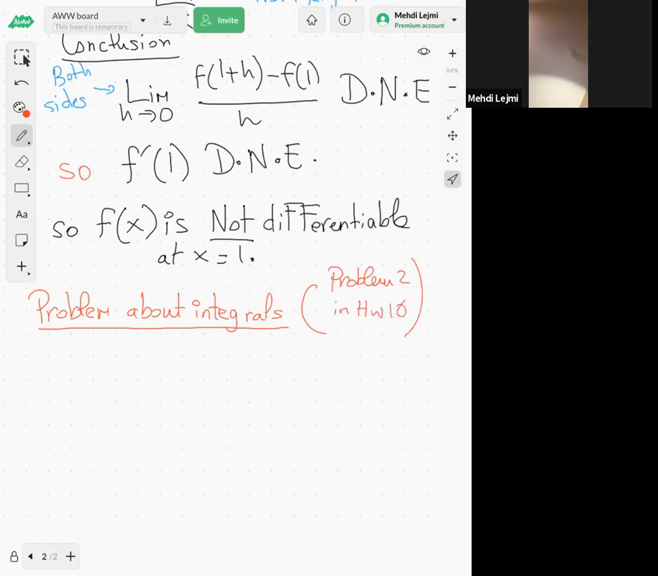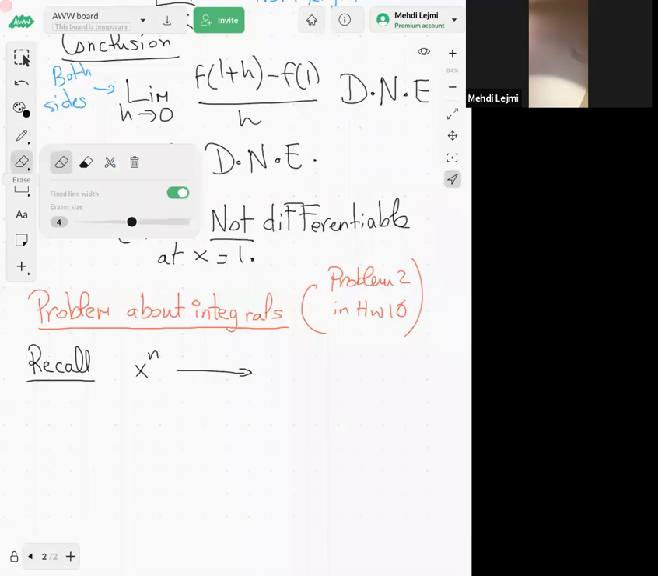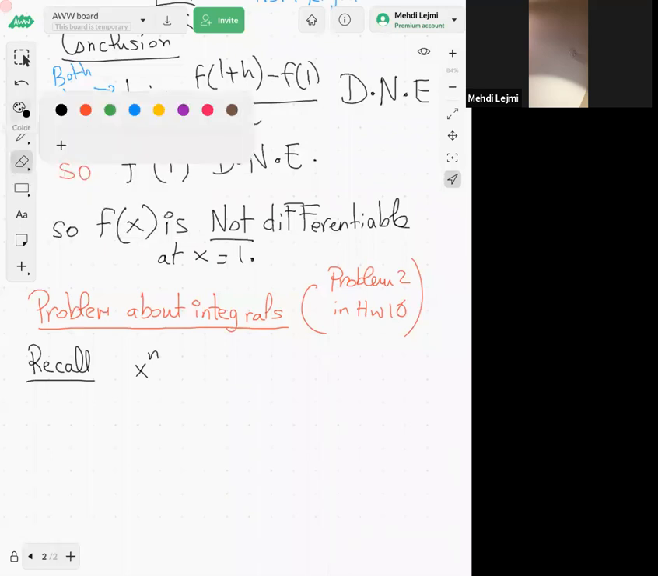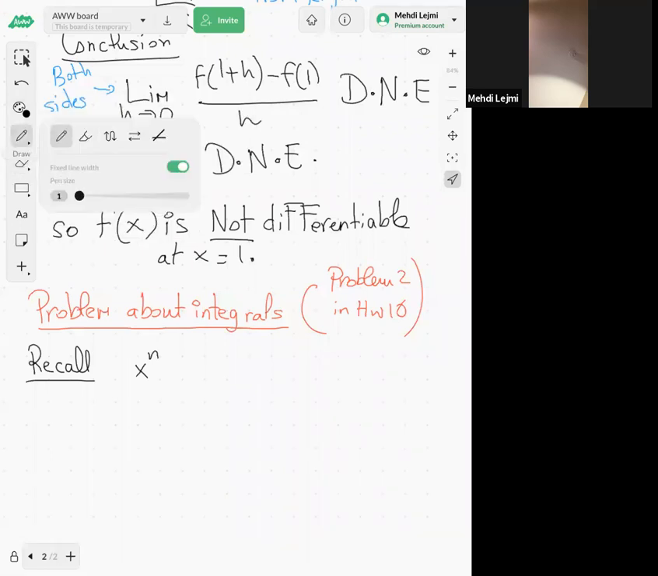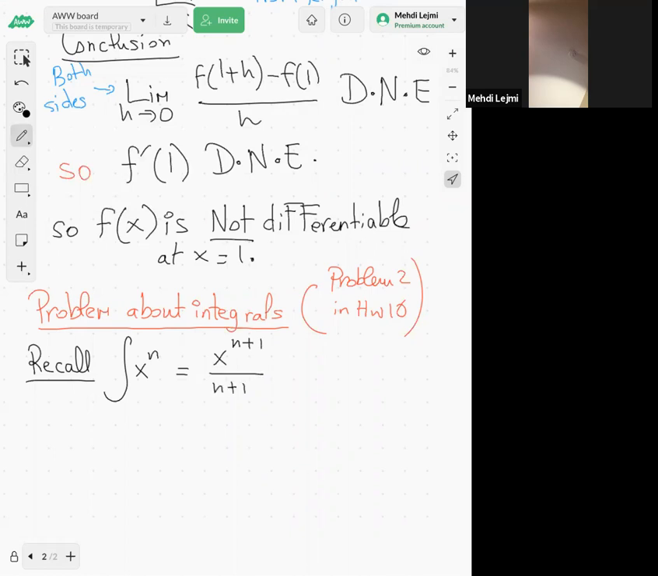Okay, so you need to know how to compute these integrals, the antiderivatives. Just to remind you of some rules: if you have x to the power n, then the integral or antiderivative of x to the power n is x to the power n plus 1 over n plus 1, plus some constant.